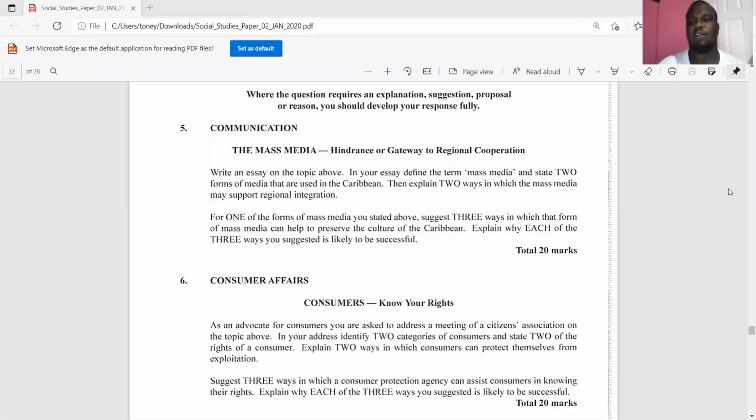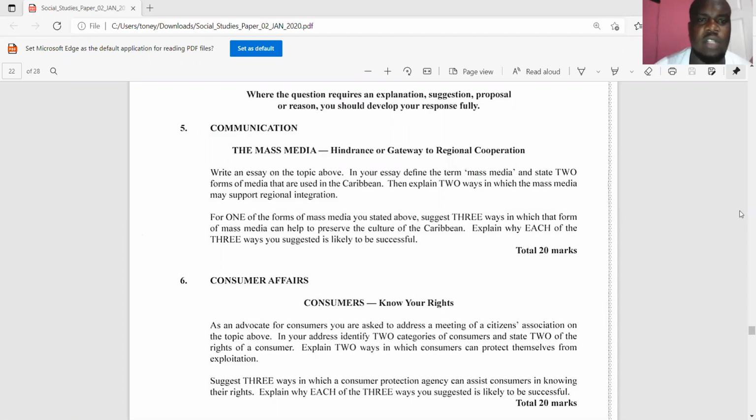So I'm just going to bring out the paper now on the screen so that you guys can see it. Very good. So we are looking at question 5, which is communication. This is the option section. So in this section, you'll be given 3 choices and you choose one from the 3. So it is communication, consumer affairs, and tourism. I always encourage my students to select tourism because tourism is usually the easiest one.